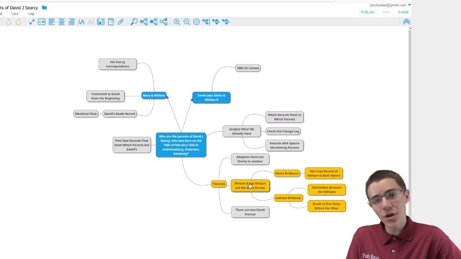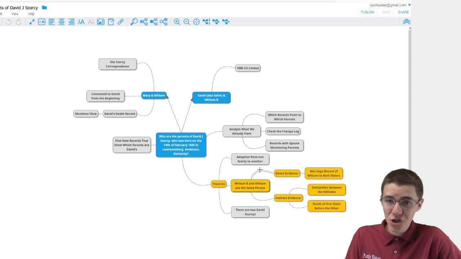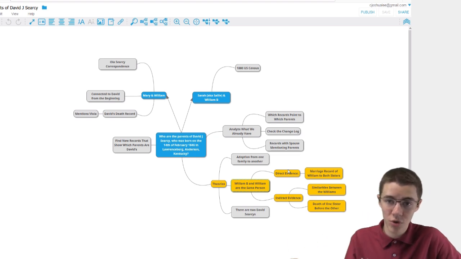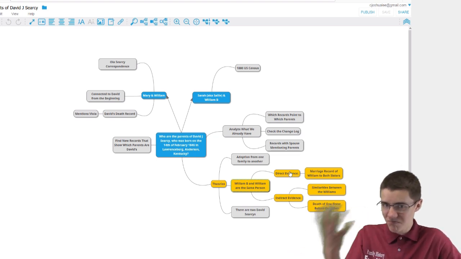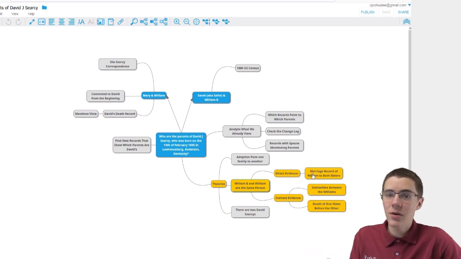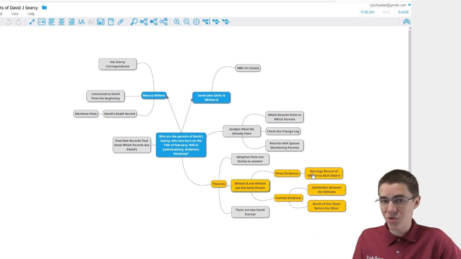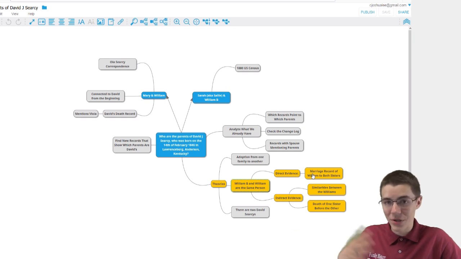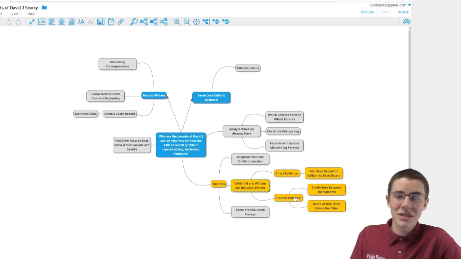Now, when you start out researching your theories, the first thing you want to do after making it is listing the evidence that would be able to prove this. For direct evidence, something that will very clearly tell me this is what happened. If I were to find a marriage record of William to Mary, and then a marriage record of William to Sally, then our theory is proven. But sometimes the evidence isn't so direct.